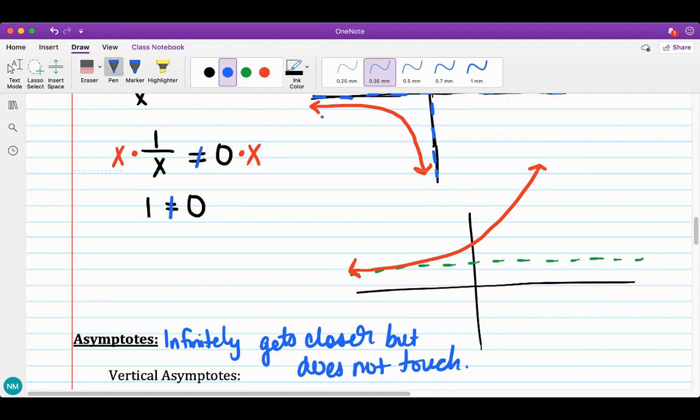Same, me too. Okay, and then in the next video, we're going to talk about actually graphing reciprocal functions and transforming them.